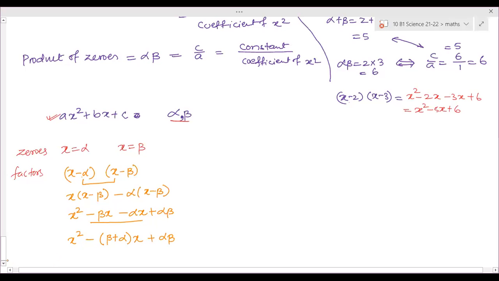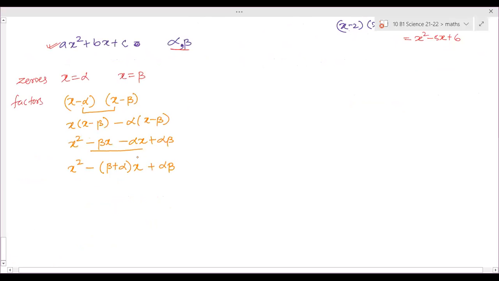Got this polynomial? Now this polynomial and ax square plus bx plus c both are the same, because using the zeros we got this polynomial. So both are equal. To equate them, one more problem is that here the x square coefficient is 1, but there it is a.